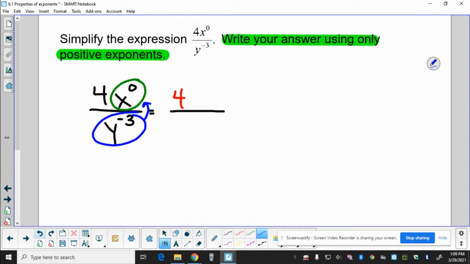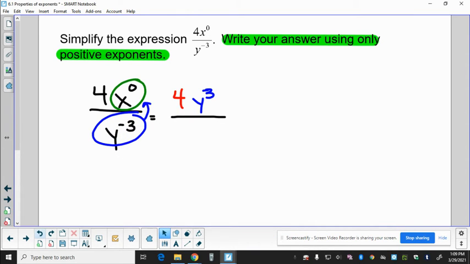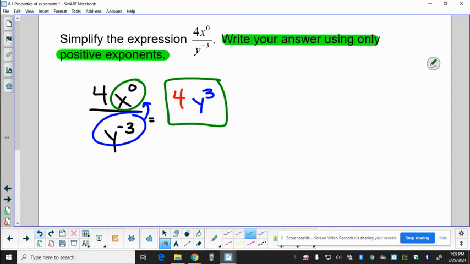And then finally, do you remember what the role of a negative exponent does? It moves it. And after it moves, it becomes a positive exponent. So I guess I don't need that fraction anymore. So here is the answer: 4y to the 3rd power.